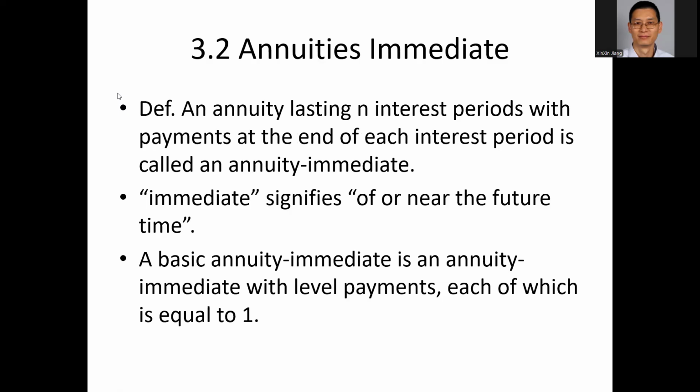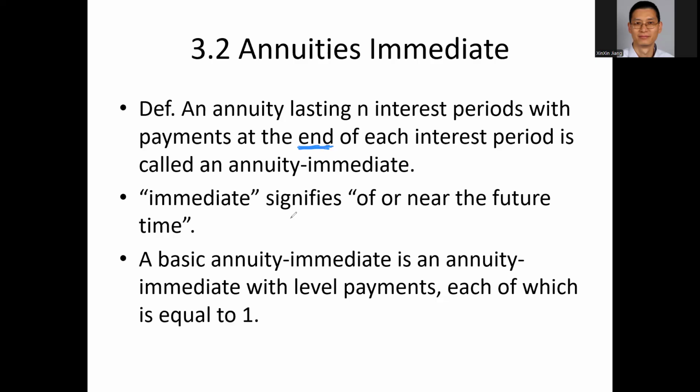The first concept is annuity immediate. This is an annuity that lasts n interest periods with payments at the end of each interest period. So it's the end of each interest period. That's the important part. Later on, we will have an annuity due, where the payment is paid at the beginning of each period.